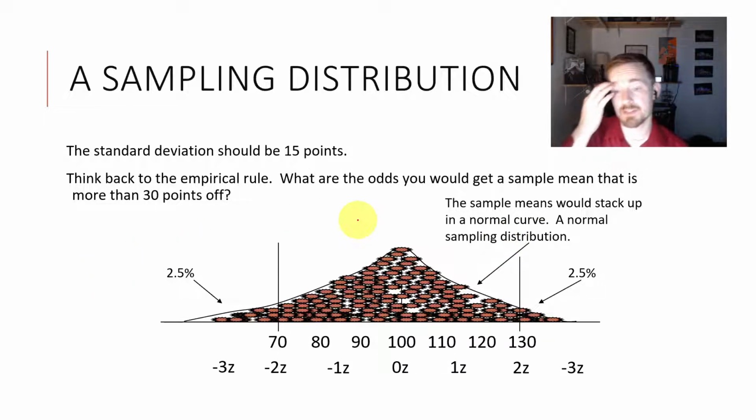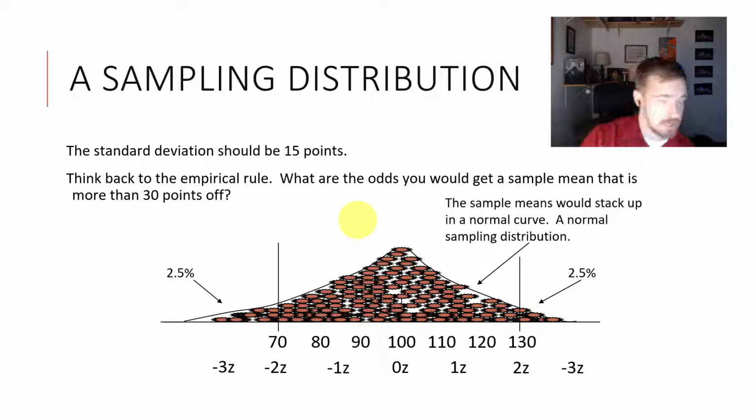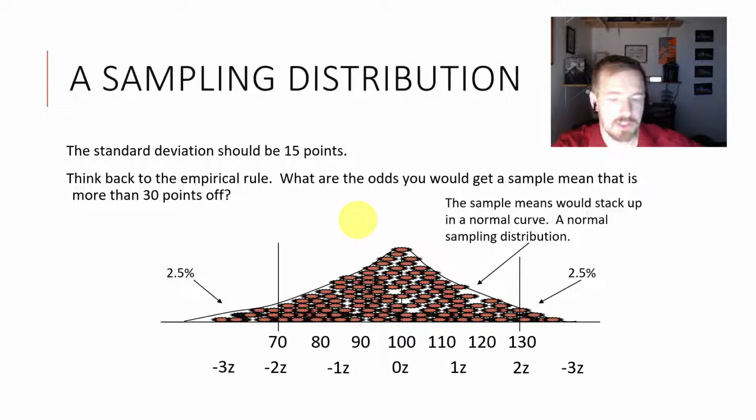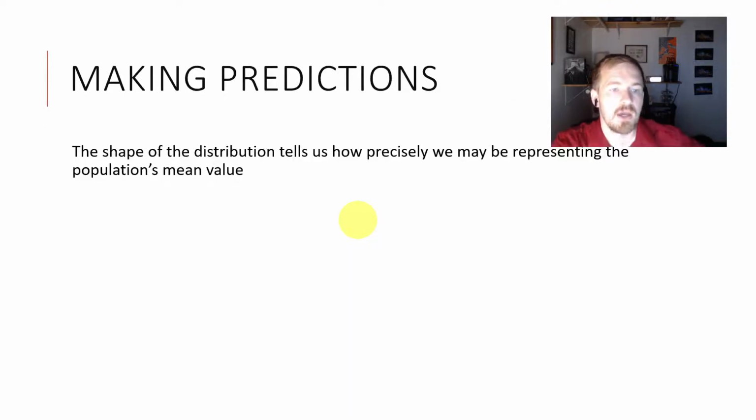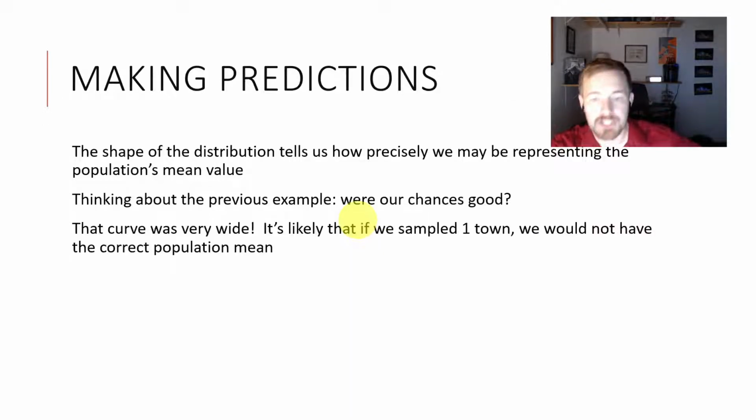So this means that the sample means are going to stack up into a normal curve, and we call that the sampling distribution. Remember, the sampling distribution is a distribution of multiple samples, so it's a little bit different than a normal distribution. The normal distribution, as you may remember, is supposed to represent a population. So we can make predictions based on this.